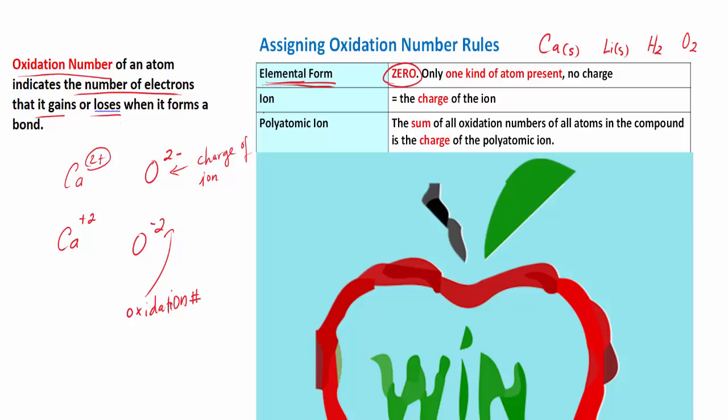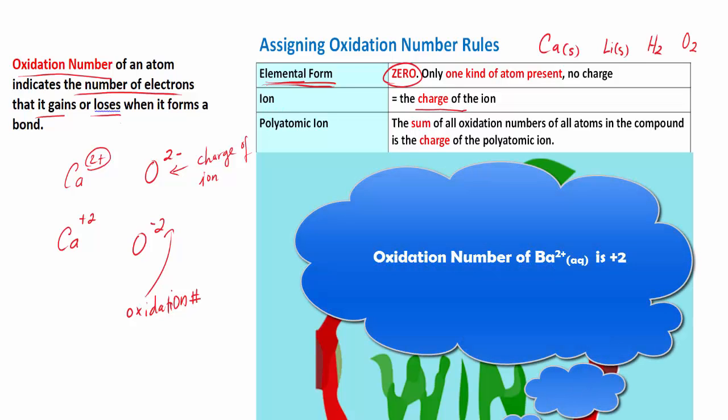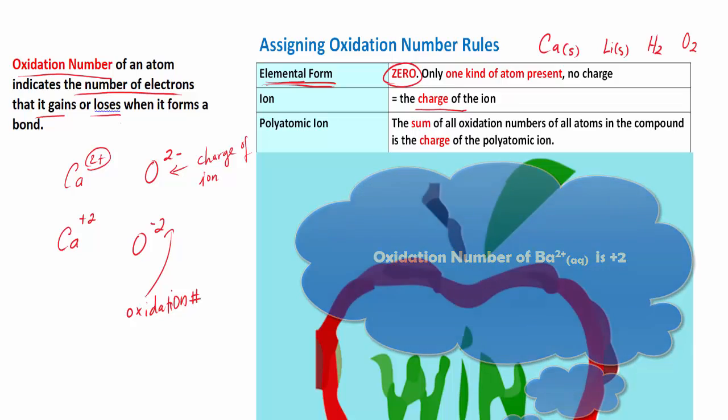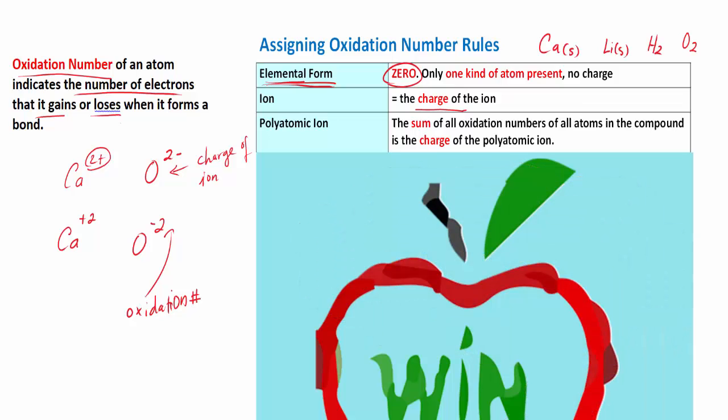And then we have another rule for ions. Remember, oxidation number is very similar to ions, so the oxidation number of an ion, especially monatomic ions, is equal to the charge of the ion. So the oxidation number of ions is the charge of the ion. That's simple enough. What about polyatomic ions? It is the same thing, but now we just have to think of it as a sum of all the atoms.